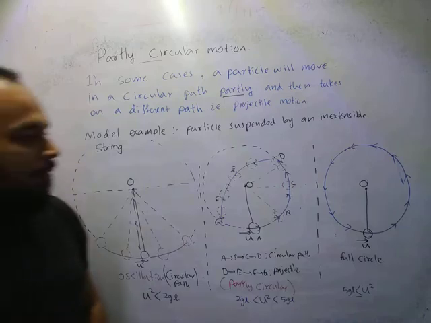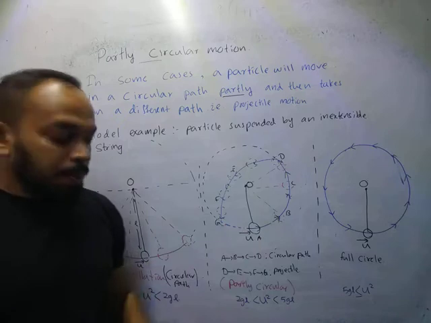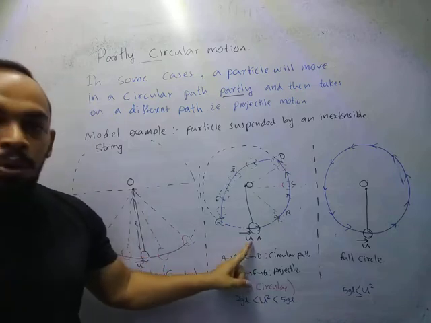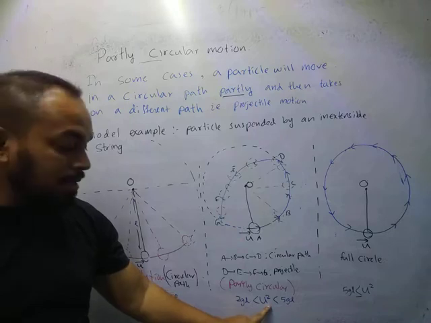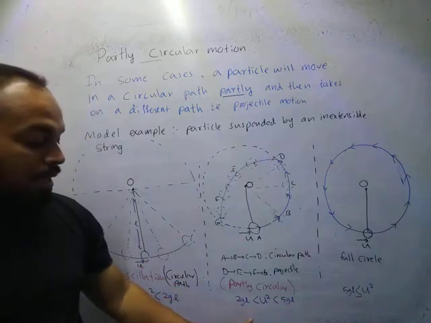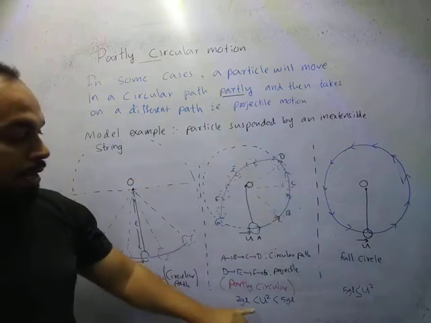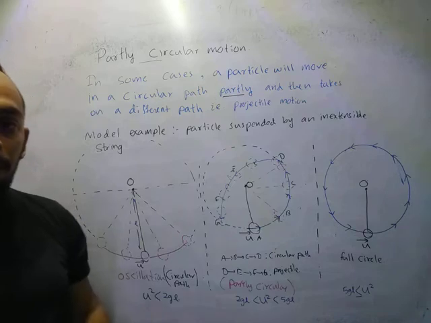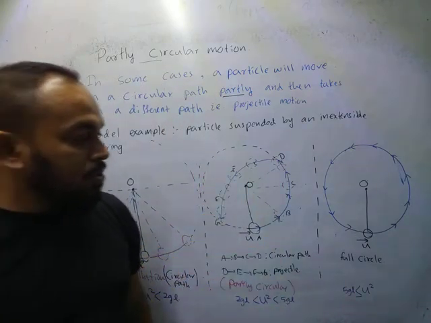Okay, good. So when will that happen? That is when u squared, the initial velocity u squared, is less than 5gl or greater than 2gl. If it is greater than 2gl, it will move above this level, but it will take on a different path, right? So this is an example of a partly circular motion.